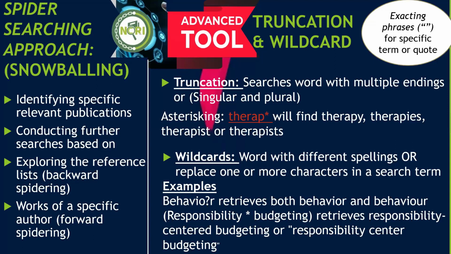Then we also have wildcards. Wildcards help you identify words that have variant spellings, for example the word behavior. They can also help you retrieve words that are joined in a different manner, like the example below: responsibility and engagement, responsibility and productivity. You can put the asterisk in between, so that it generates responsibility and productivity, responsibility and peace, things like that. That is when you use the wildcard asterisk. The wildcard question mark is used when you have variation in spellings, as with the word behavior.